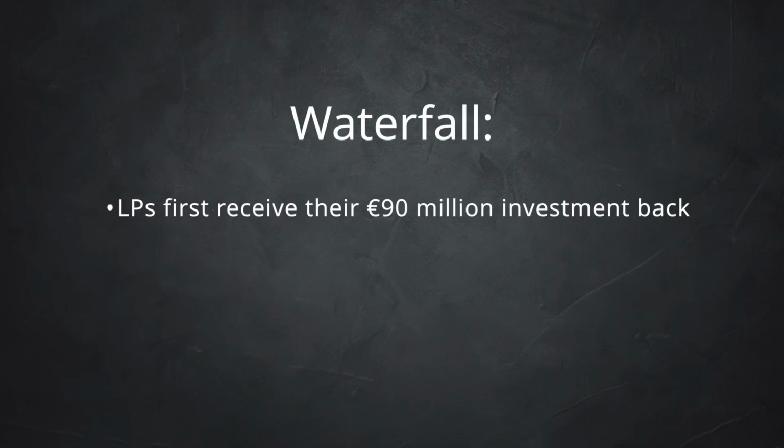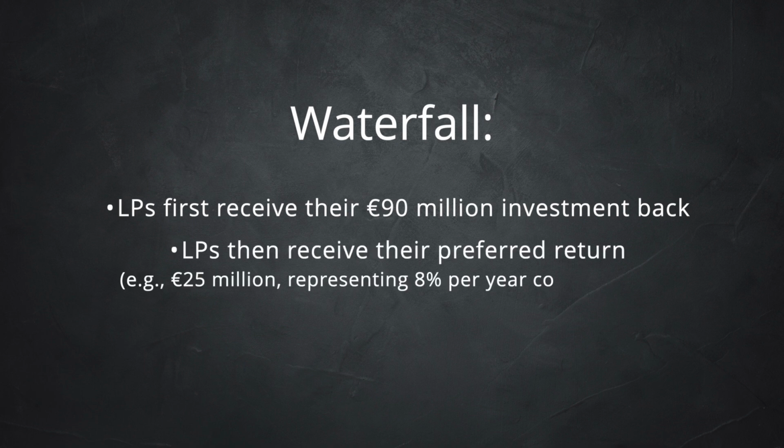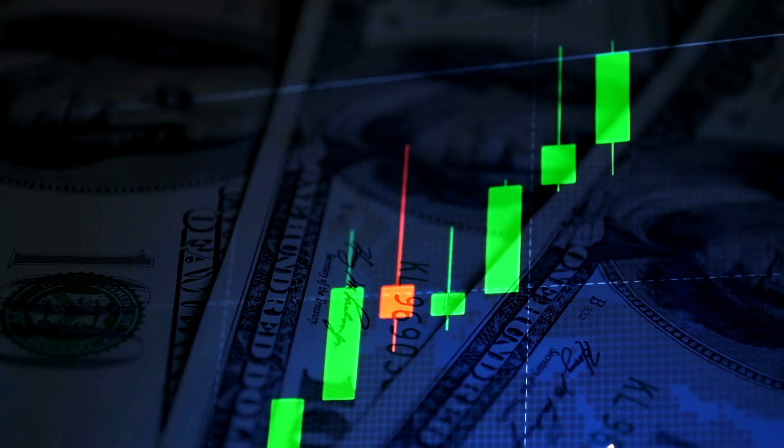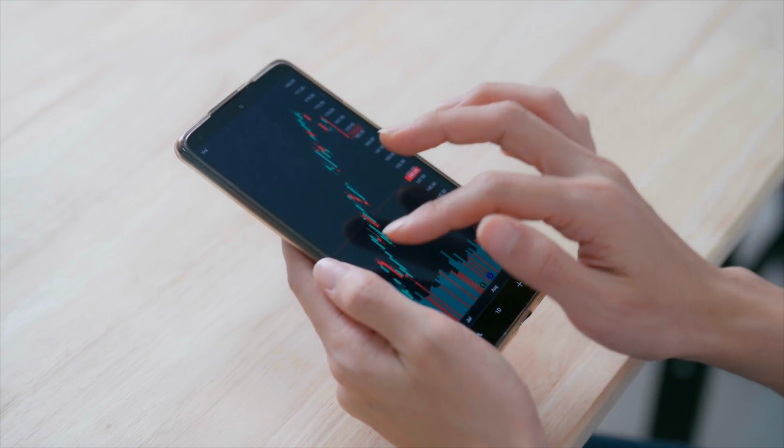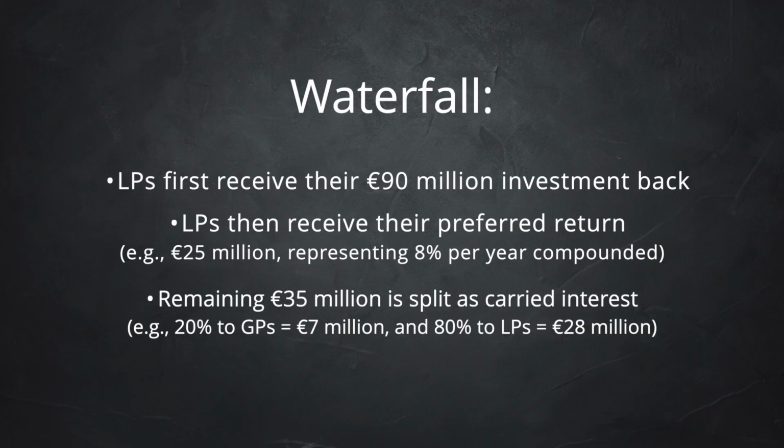So in the waterfall, first the LPs receive their 90 million back, then they will receive the preferred return, which is 8% of those, which is approximately 25 million, which is 8% compounded over the fund lifespan, where you have the committed capital deployed. And then we have a remaining 35 million, which will be split in carried interest. You need 20% for you as the GP, which will be 7 million US dollars, and 80% to the LP, which is 28 million US dollars.